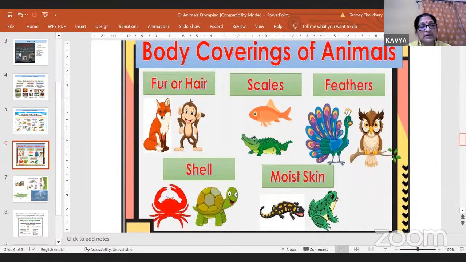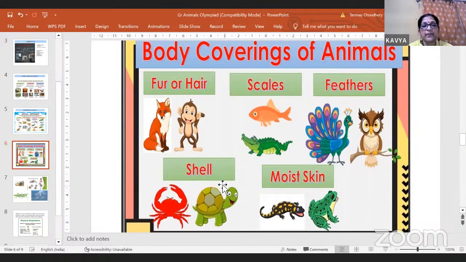But if they don't have a skeleton, what gives shape to the body? Okay. So they've got a very hard outer covering, and that hard outer covering gives it a shape. For example, you must have seen crabs and snails. They don't have a skeleton, but they've got a very hard outer covering, and that gives shape to the body. For example, insects. Insects don't have a skeleton, but they do have a proper shape of their body. So what gives it the shape? There is a hard outer covering on their skin, which gives shape and support to the insect.